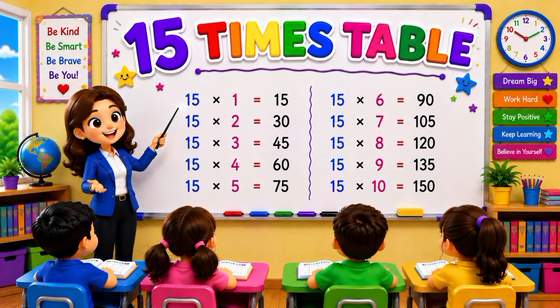15 times table. 15 ones are 15. 15 twos are 30. 15 threes are 45. 15 fours are 60. 15 fives are 75. 15 sixes are 90. 15 sevens are 105. 15 eights are 120. 15 nines are 135. 15 tens are 150.